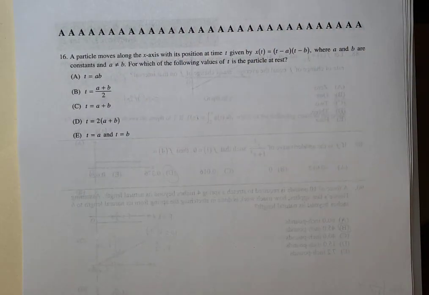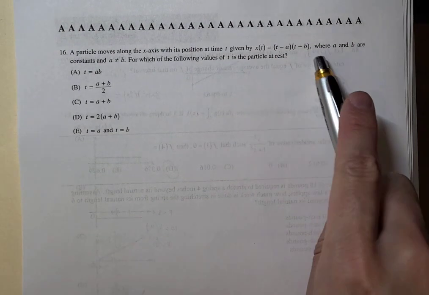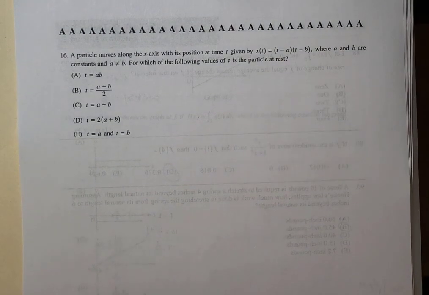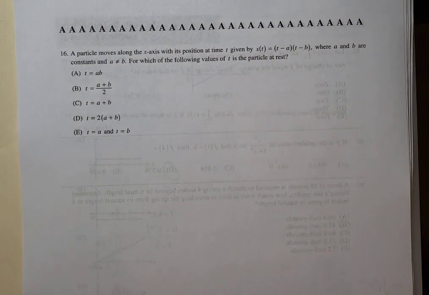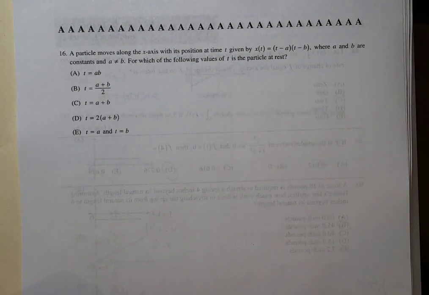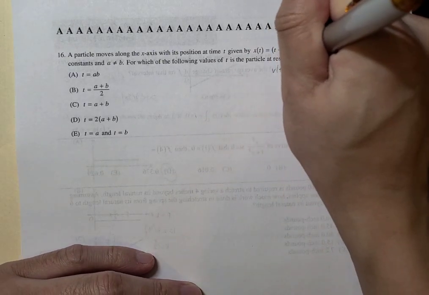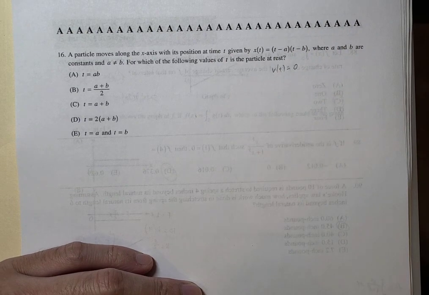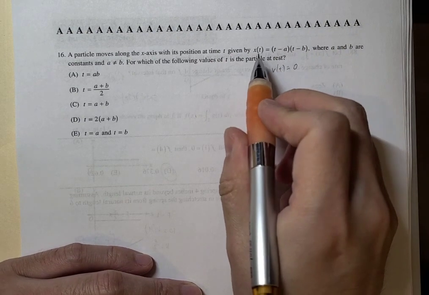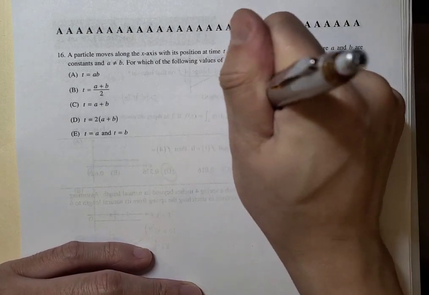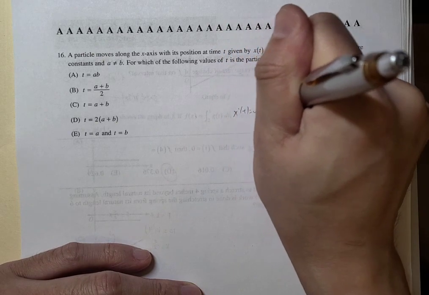A particle moves along the x-axis with its position at time t given by this, where a and b are constants and a is not equal to b. For which of the following values of t is the particle at rest? Well, a particle is at rest when velocity is 0. So let's find the velocity, which is the derivative of position. So x prime of t is v of t.